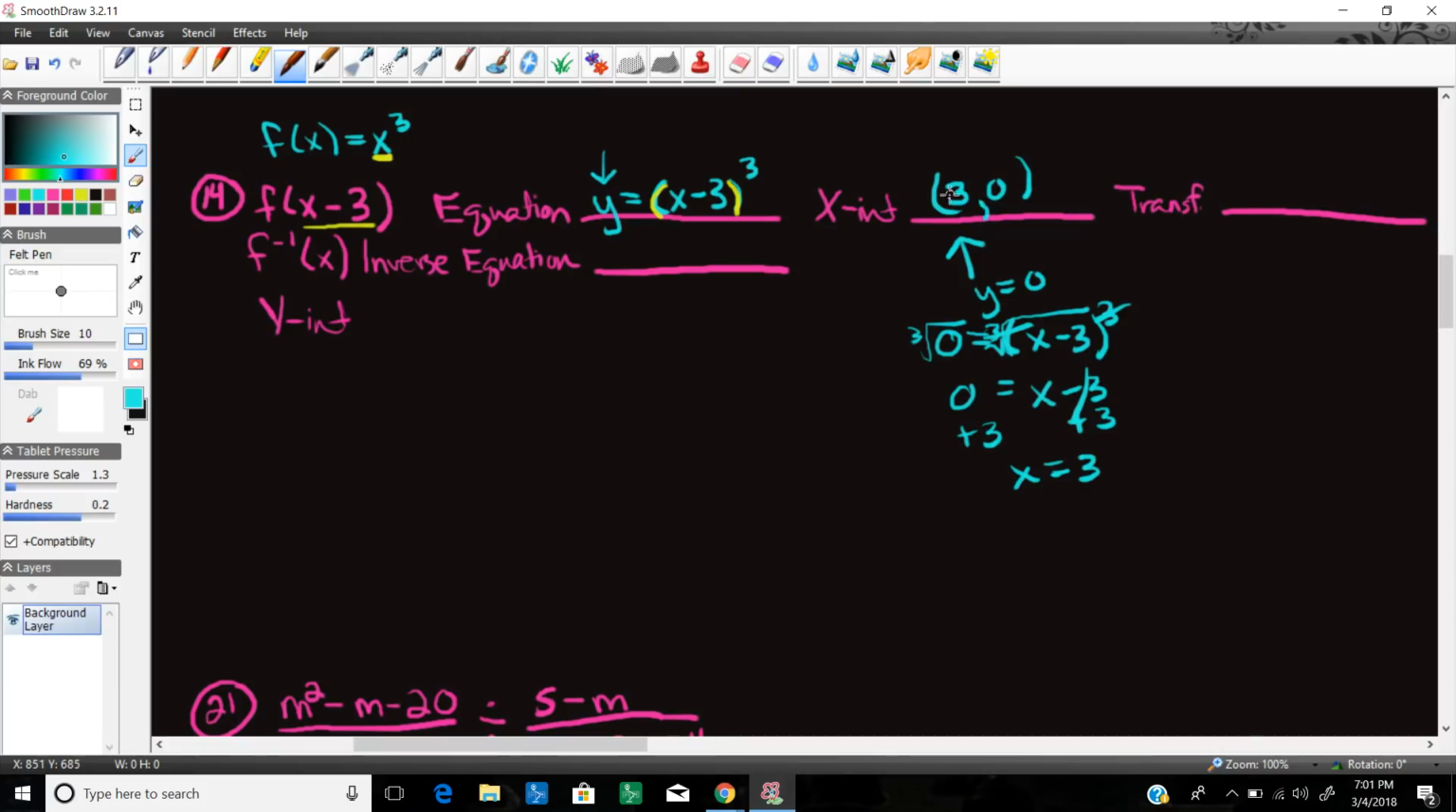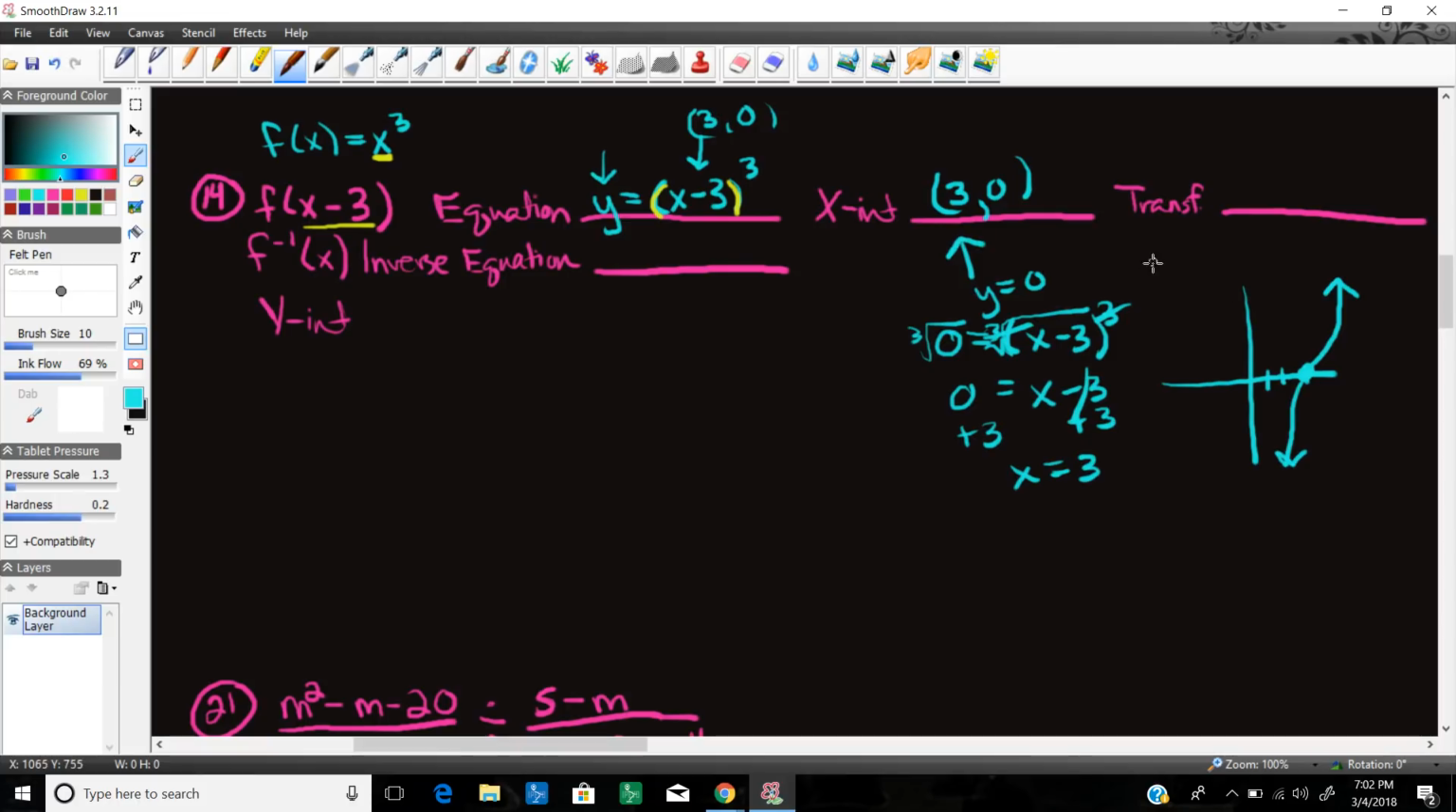Which also happens to be the inflection point of this graph right here, because the inflection point is 3, 0. Remember, opposite, same. So opposite of negative 3 is positive 3. There's nothing over here, so the y is a 0. So this is the same as the x-intercept. As far as transformations go, on the graph, if you were to graph this, I would have, let's see, 1, 2, 3, my point right here, and this is a cubic function, so that means that the graph goes something like this.